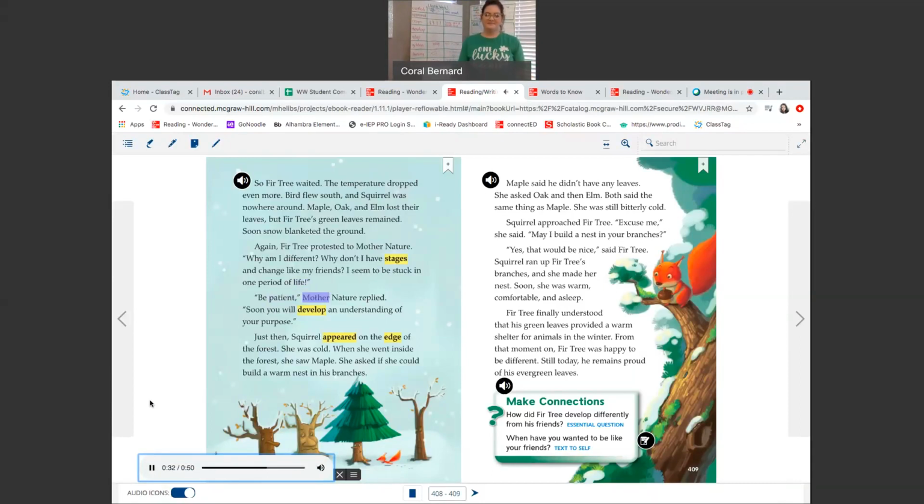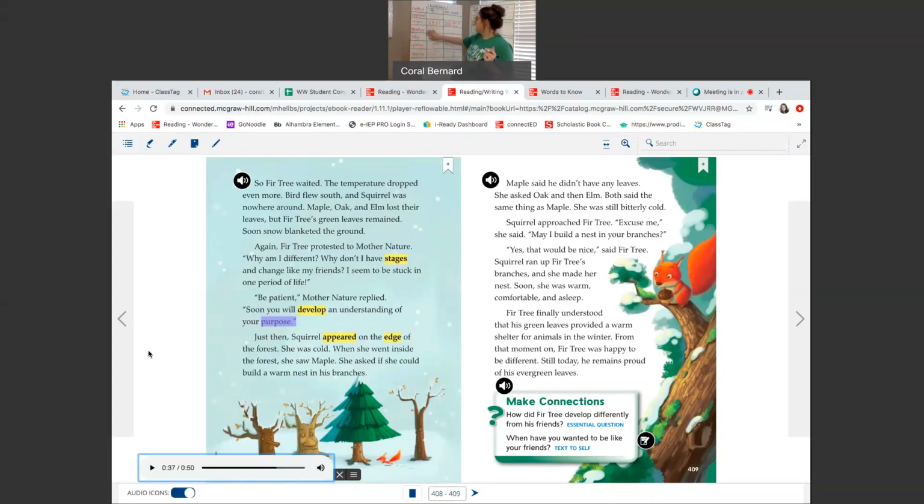Be patient, Mother Nature replied. Soon you will develop an understanding of your purpose. Our next word is develop. Soon you will develop an understanding of your purpose. And I kind of think of developing as growing.